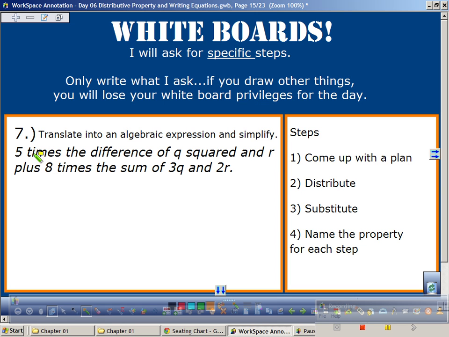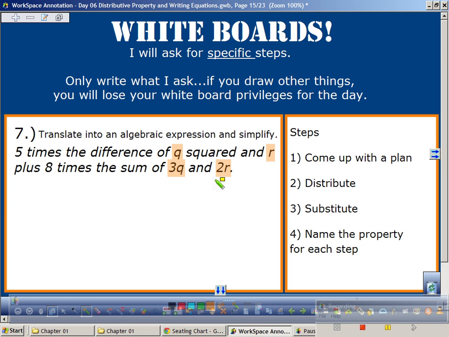Okay, when you work with algebraic expressions and translating them, here is the key. The key is start with your variable. Don't try and skip around. Start with your variable. So let's read and find our variables. Translate into an algebraic expression and simplify. 5 times the difference of q squared and r plus 8 times the sum of 3q and 2r. That's where we start. Where are my variables?